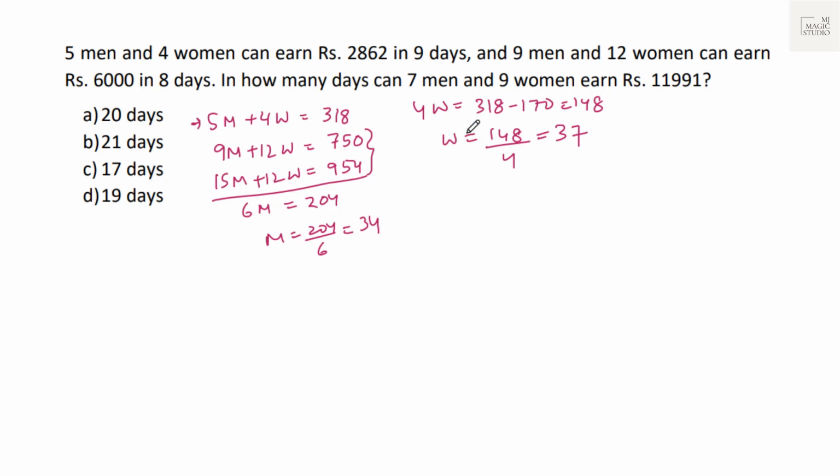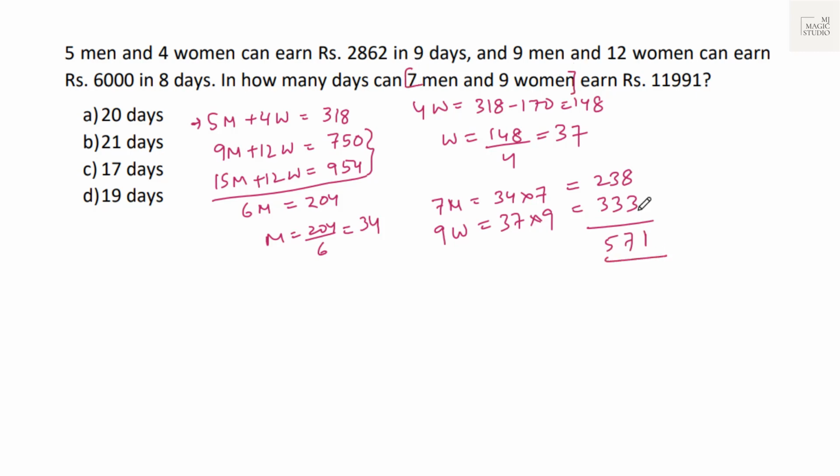Now what is the question? In how many days? 7 men earning would be 34 into 7, that is 238. And 9 women earning is 37 into 9, that is 333. So their earning per day is 571. So this group earns 571 rupees per day. They are asking in how many days this group can earn 11,991. So the number of days required is 11,991 divided by 571, which will give 21 days. Option B is the pick.